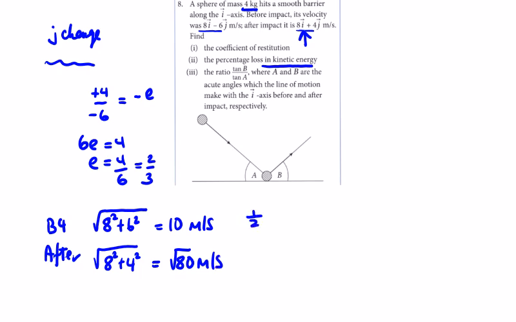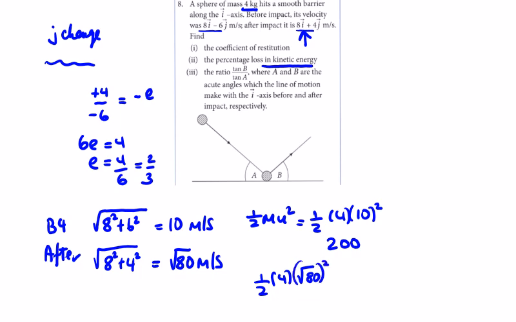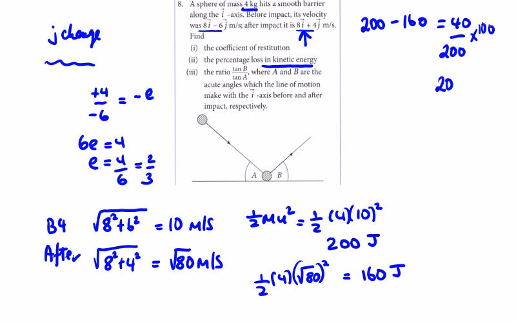Loss in kinetic energy, so a half mu squared applied to both. A half, mass is 4, times the velocity squared, 10 squared. So we have 2 times 100, which is 200. And afterwards, we're going to have a half times 4 times the square root of 80 squared, which is twice 80, which is 160. So we put our joules in. We've gone from 200 to 160. So we've lost 40 out of a total of 200 that we started with. So 4/20 is going to be 1/5, which is 20% loss in kinetic energy.